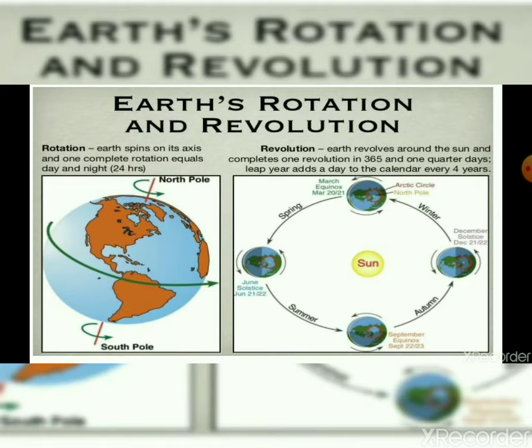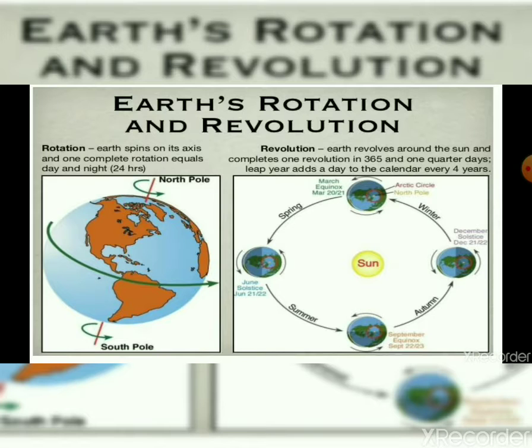Rotation is the movement of the earth on its axis. On its axis means there is one imaginary line which we are considering as the axis, and the movement of the earth on its axis is called rotation, whereas the movement of the earth around the sun in a fixed path or orbit is called revolution.